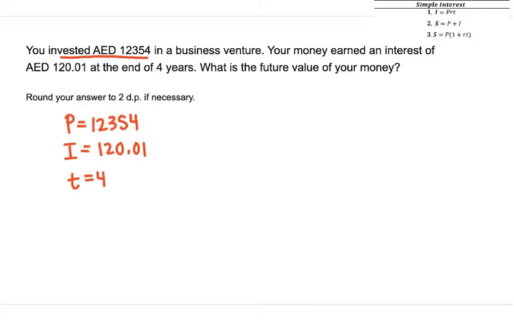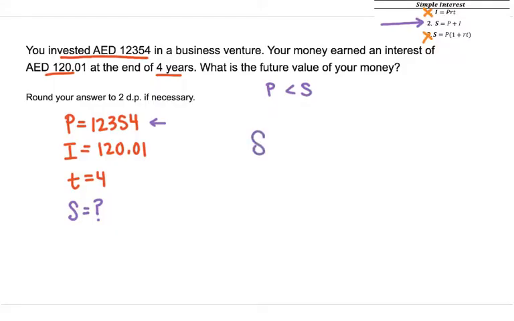Now I want you to notice they did not give us rate. So since they didn't give us rate, we will not be able to use this equation, and we will not be able to use this equation because both of those have rate in it. So what we will use instead is this equation. They're asking for the future value of your money, S. Just remember that P is always less than S, so we're looking for a number that will be bigger than that number.